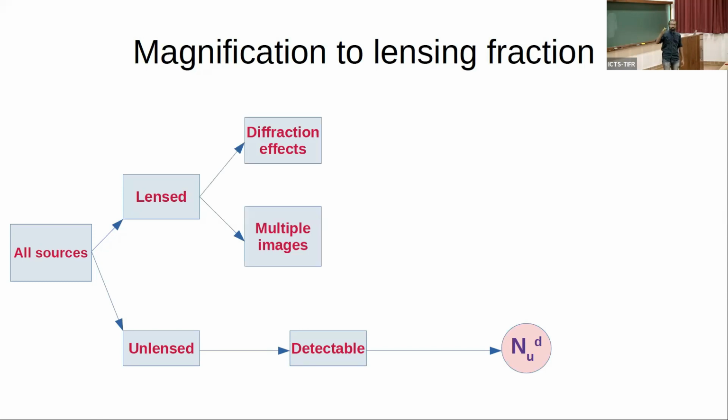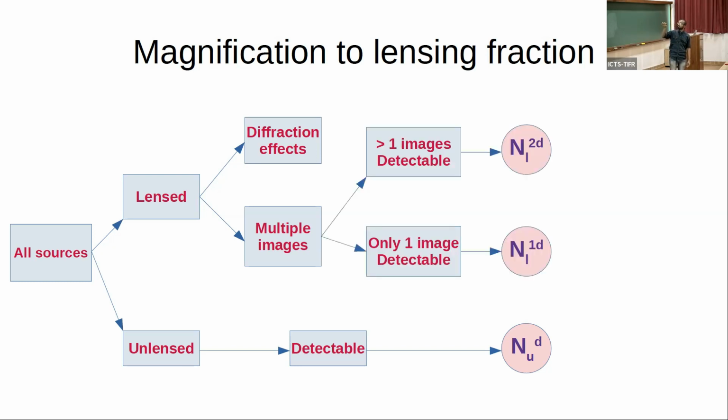If they are lensed, then there is a small possibility that there could be diffraction effects. We don't want that. We only want multiple images. So we simply discard the other ones. And among the multiple imaged sources, based on their magnifications, we will be able to see at least 2 events through our detectors, or we will only detect 1. So that gives you these 2 other numbers. And then the actual lensing fraction will be defined by this ratio. It's basically the ratio of how many of the events that you have detected are lensed events, or will be detected as lensed events.